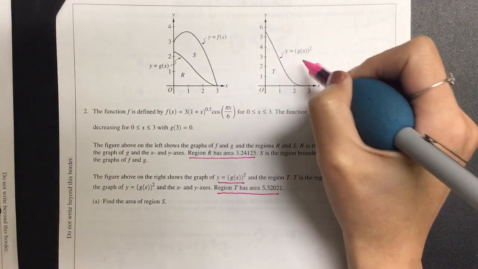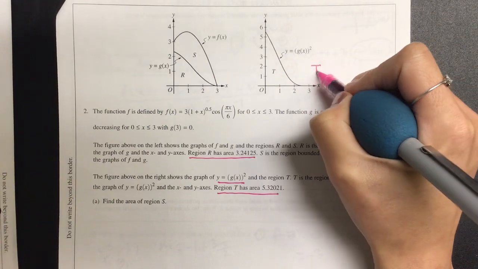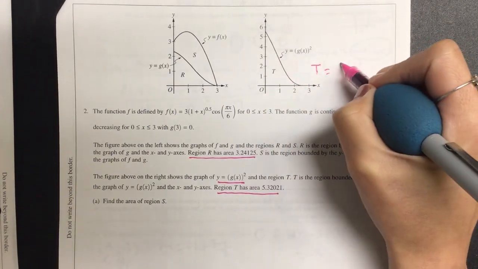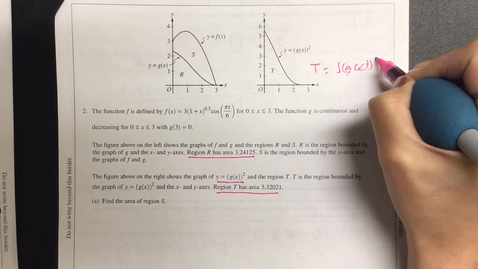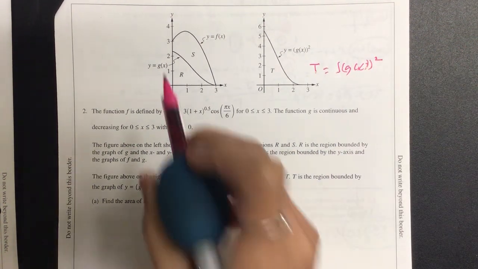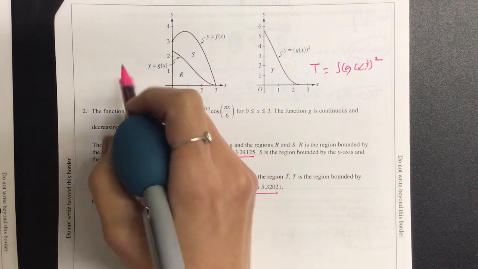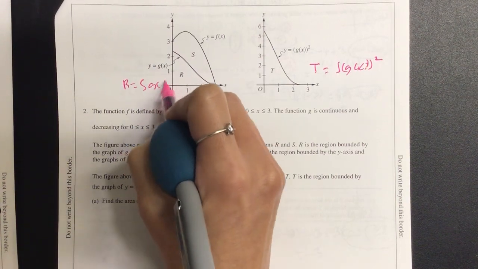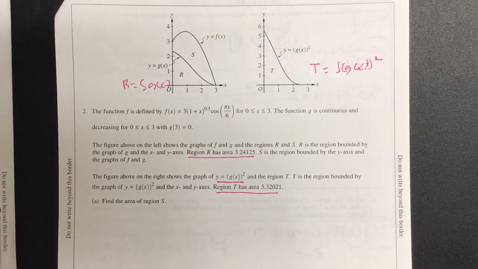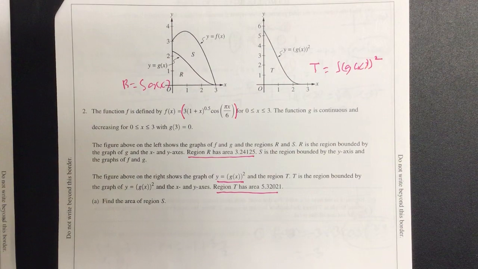If this line is g of x all squared, then T is the area under the curve, which is going to be the integral of g of x all squared. Which also means if y equals g of x is that line, underneath it must be another integral of g of x. We won't need that until the next page, but I just want to point it out right now. Because our calculator automatically puts parentheses, I want you to go ahead and wrap that up.